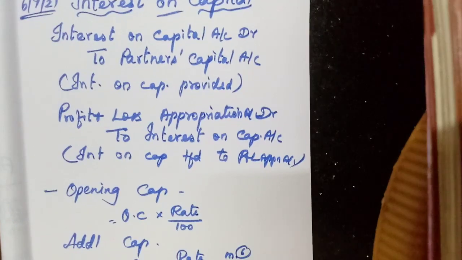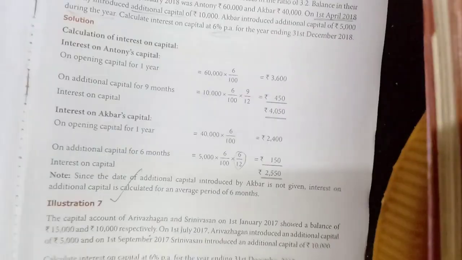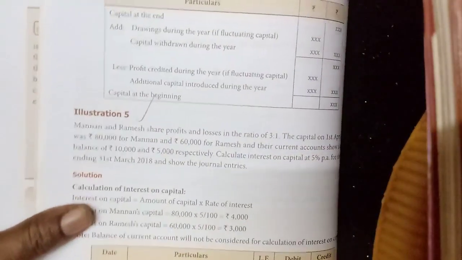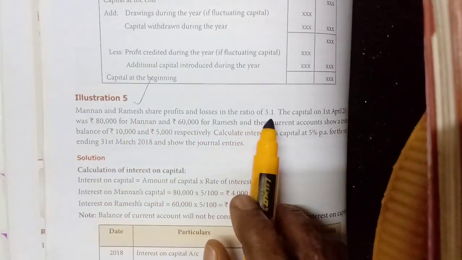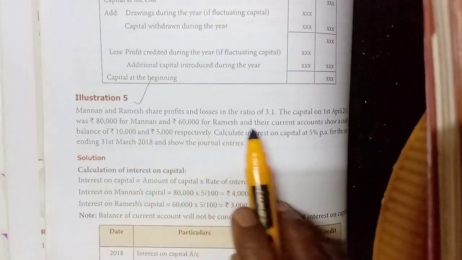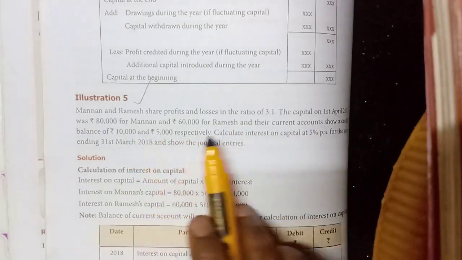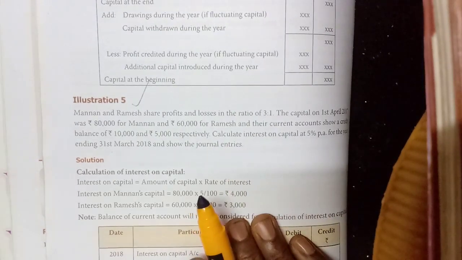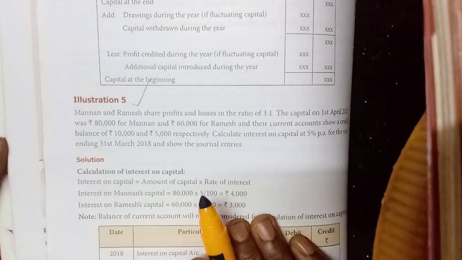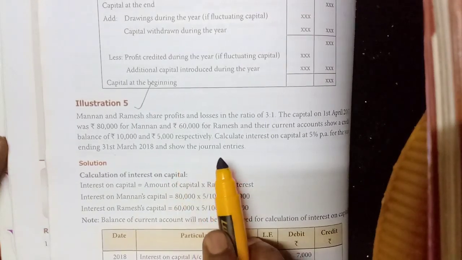We will see the illustration. Illustration 5. Manan and Ramesh share profits and losses in the ratio of 3:1. Here 80,000 and 60,000 are the opening capitals. Current account balances are also given, and interest on capital at 5%. Why have they given the current account? We learnt in the previous heading that the current account comes in the fixed capital method, so all the adjustments will be done in the current account.